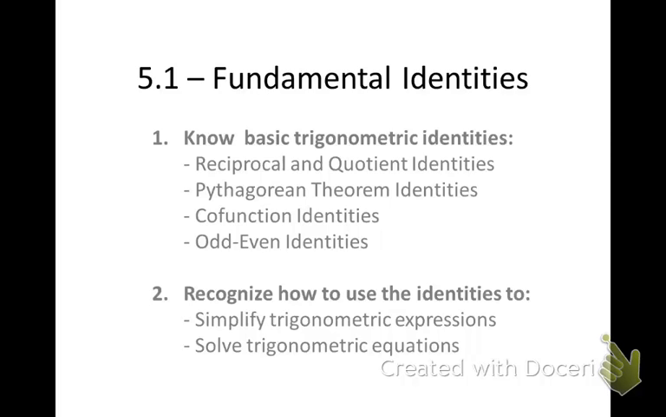The Pythagorean theorem identities are pretty straightforward to get to. You'll probably just end up memorizing the three basic ones and then just know how to kind of morph them. But I'll show you where they come from. The cofunction and odd-even identities are kind of going to be the new ones. All right.